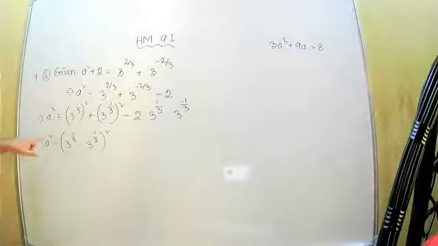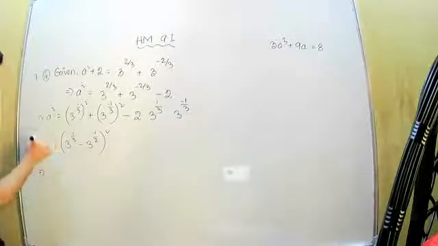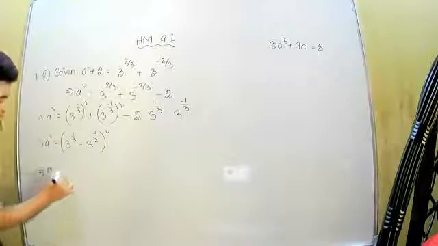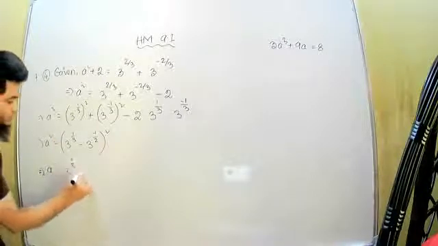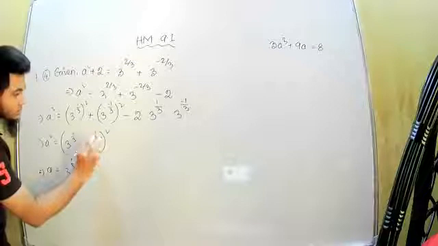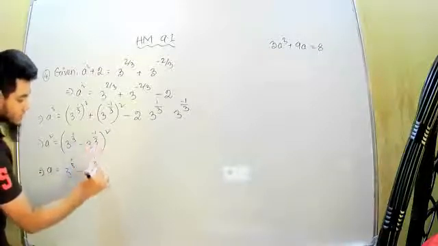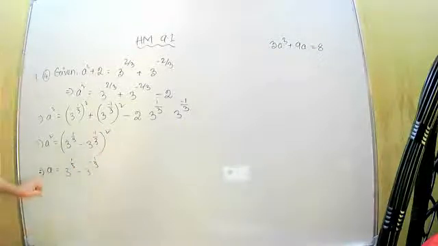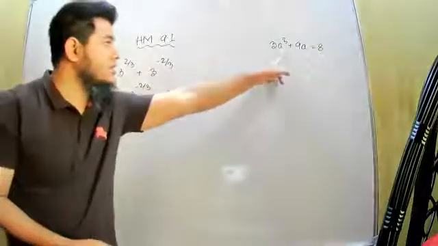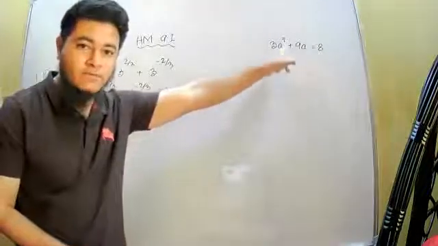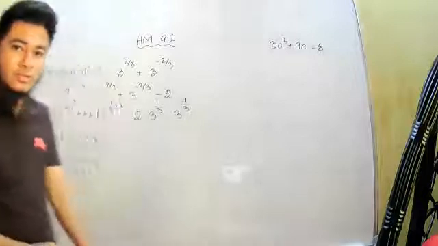So you can see that here we have a square, here we have something square. So if we just take the root on both the sides, square will be cancelled, and a will be equal to 3 to the power 1 by 3 minus 3 to the power minus 1 by 3. So then from here we can get a hint what to do next. We have cube here, right?